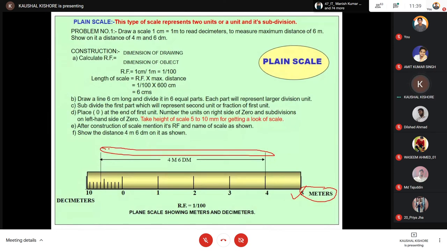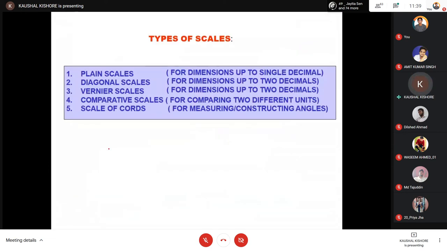So you can measure with it. Okay, so there are various types of scale like plain scale, diagonal scale, vernier scale, comparative scale and scale of chords. But in your syllabus, almost only three scales are there: plain scale, diagonal scale, and vernier scale. Okay, so in the next class I shall discuss the plain scale: what is the use of plain scale, and how to draw a plain scale.